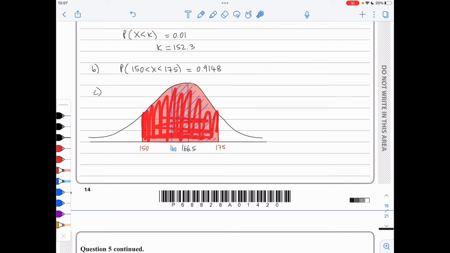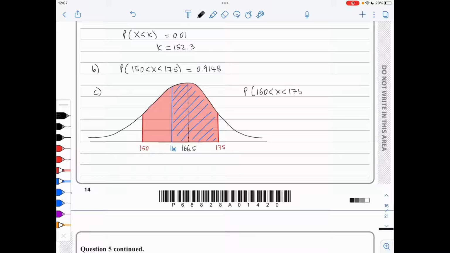So I'm certainly within this region here. And I'm wondering what's the probability I'm more than 160. So what's the probability I'm here? I will simply do the probability of 160 to 175 divided by the probability I'm between 150 and 175. So this is 0.7749 over 0.9148, which gives an answer of 0.8471.